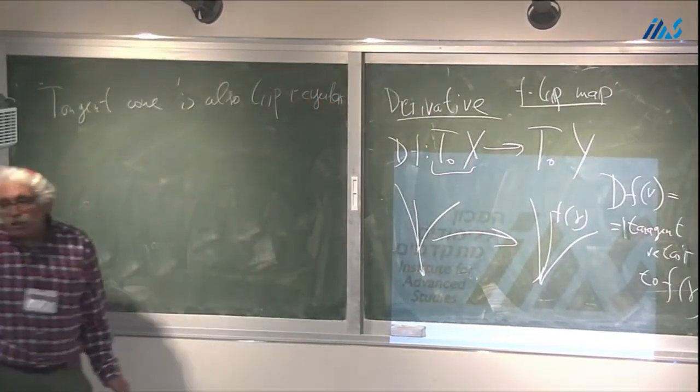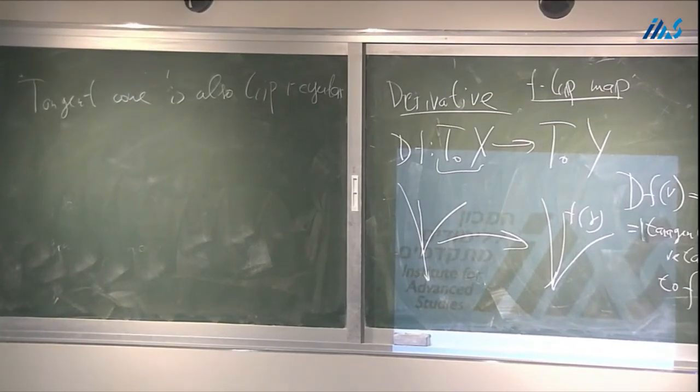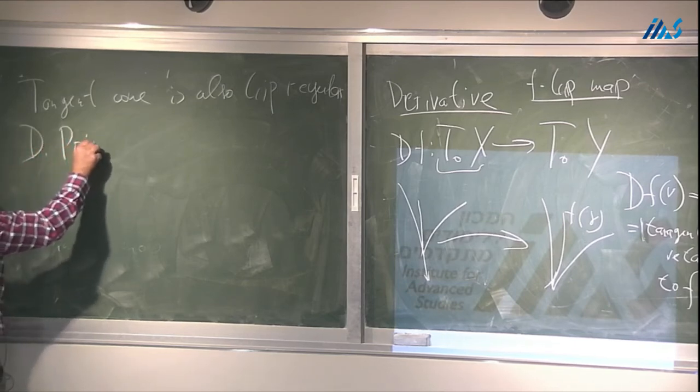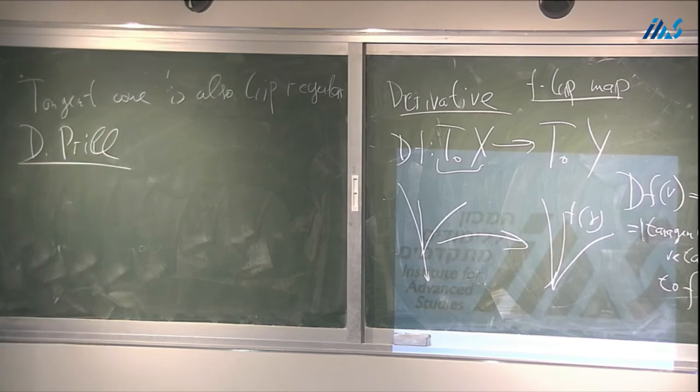Then we come back to the Mumford time. Our time is also Mumford's time, to the time when he was thinking about this sort of story. And then there was a mathematician called David Prill, who was a student in Princeton. He was a student of Gunning.